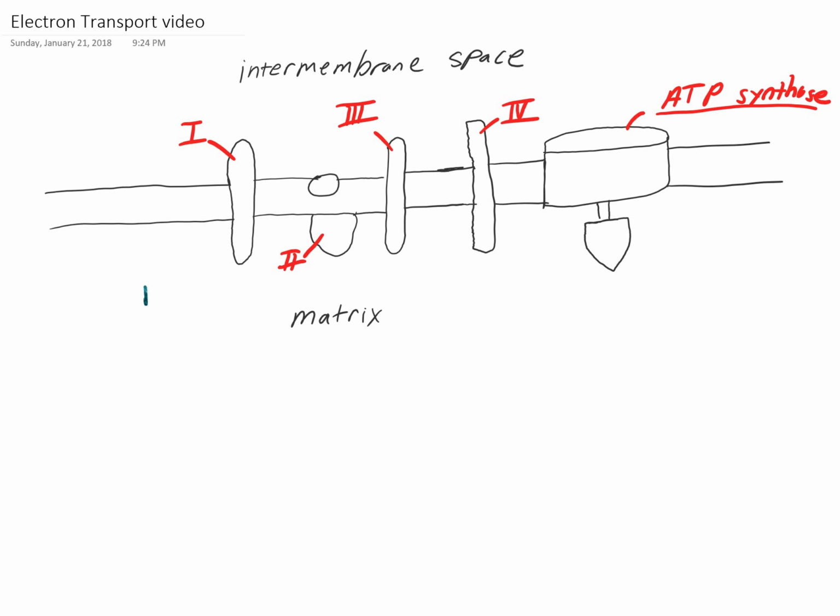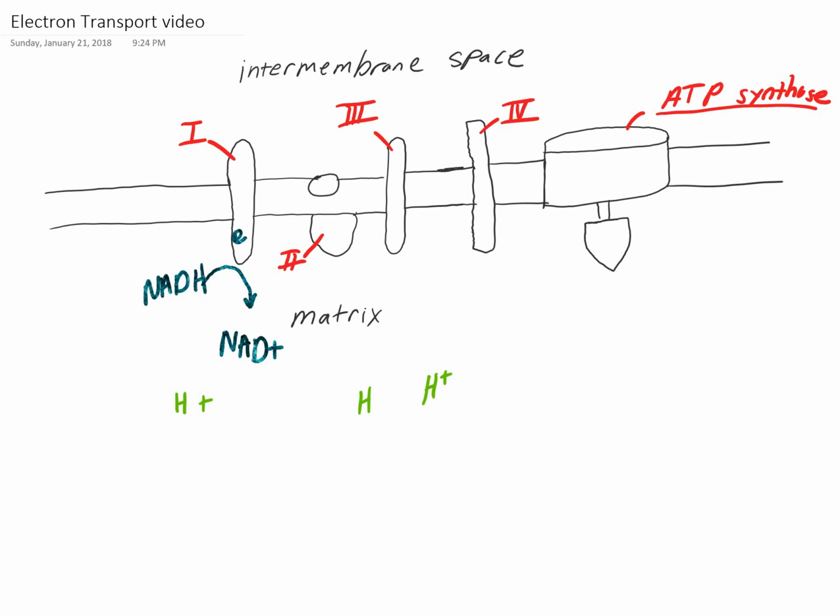The first thing is NADH. Remember, NAD+ was reduced to NADH. What NADH does is that it gives its electron to complex 1, or it reduces it. It becomes NAD+, the electron comes through.